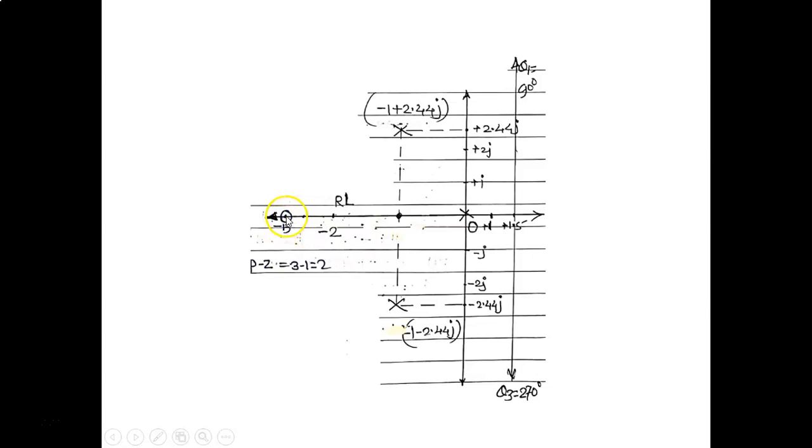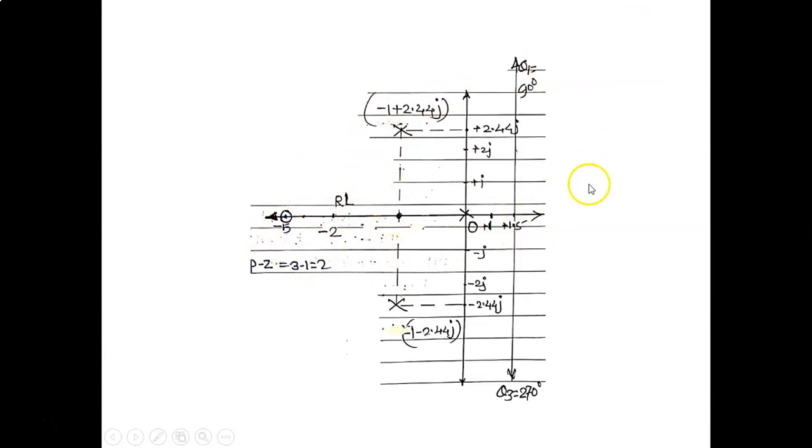Now consider next minus 5. Towards right side of minus 5, how many poles and zeros are there? p is equal to 3, that is 0, minus 1 plus 2.44j and minus 1 minus 2.44j, and z is equal to 0. Therefore p plus z is equal to 3 plus 0 is equal to 3. Therefore towards right side of minus 5, odd number of poles and zeros are there, therefore root locus region exists. Therefore this is the root locus region.